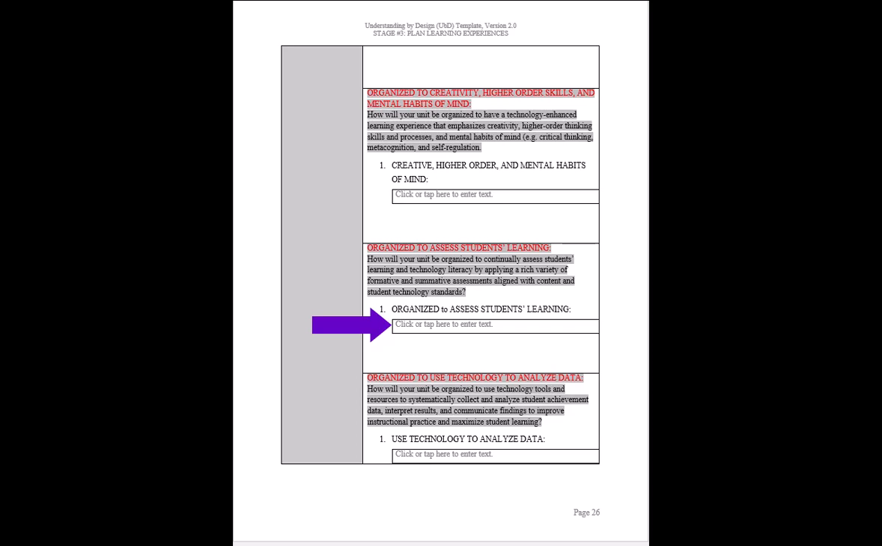And then the final subsection is Organized to Use Technology to Analyze Data. In this subsection, you will discuss how your unit will be organized to use technology tools and resources to systematically collect and analyze student achievement data, interpret results, and communicate findings to improve instructional practice and maximize student learning.